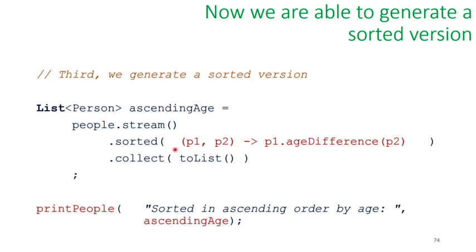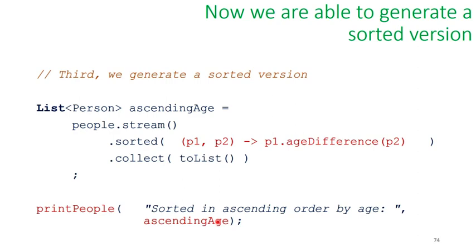Okay, and then once we are done, we collect the result, and we went from a collection to a stream, did something on the stream. Now we shove it back into a collection so that we can have a final data set at the end. So collect to list, okay? If you don't have the proper import here, it's going to be Collectors.toList. This is a static method from the Collectors class. And then we can display this list of people sorted in ascending order by age.